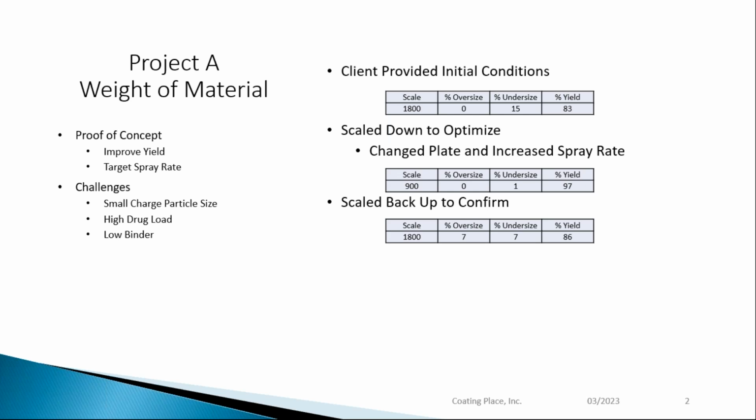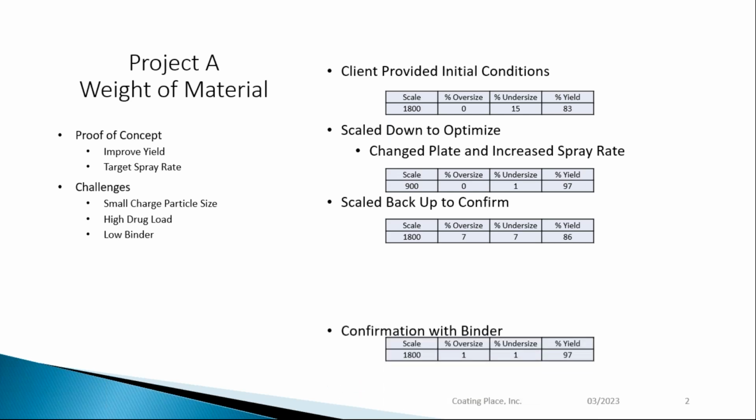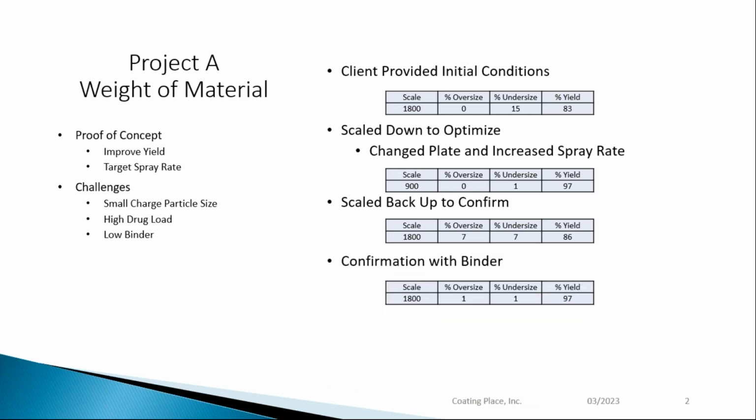We had to end up modifying the formula, which is kind of a last resort in most cases here, and we increased the binder. So once that binder was added, we ran a few more confirmation batches at the initial scaled conditions from the 900 work, and we were able to reduce the oversize and undersize to around 1%, getting us kind of back into where you want to be as far as favorable process outputs.